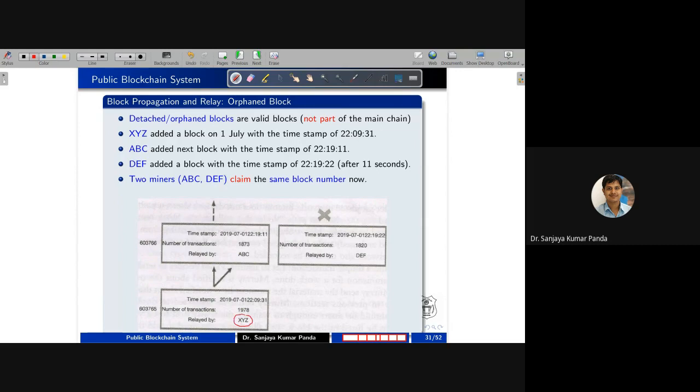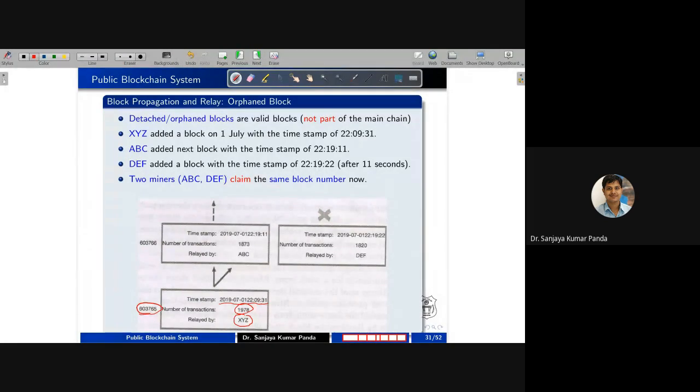XYZ added a block on 1st July 2019, and the timestamp mentioned is 22:09:31. The number of transactions in that block is 1978. So XYZ successfully added a particular block. The block number can be 603765 with these particular details.